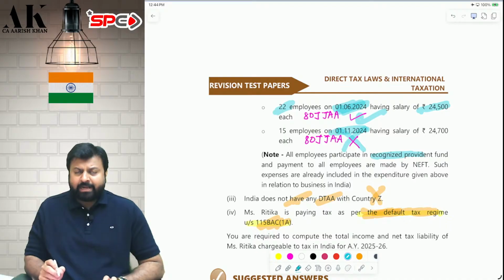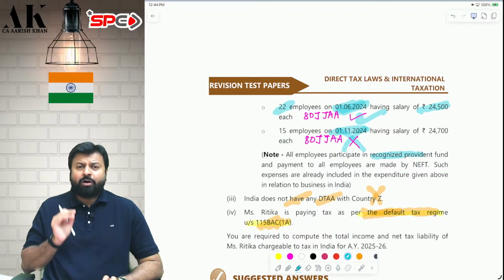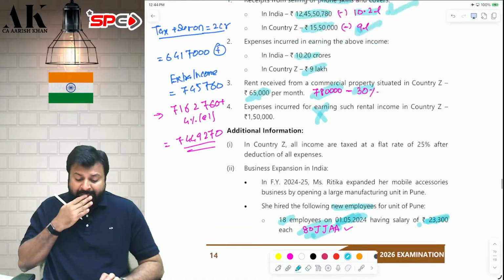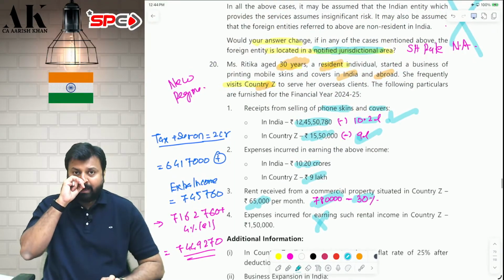All of them participate in recognized provident fund. Yes, it is necessary. If you want to claim 80JJAA, the employee should participate in recognized provident fund. Yes, the payment should also be made by online mode. After doing all these things, you will get the total income of Ritika. After that, you compute tax.